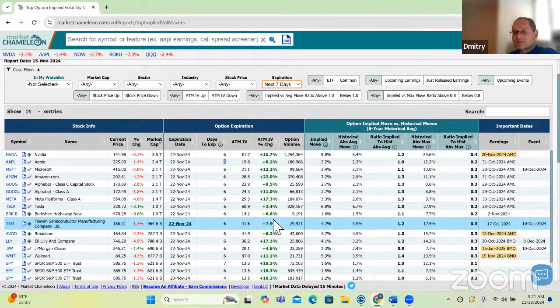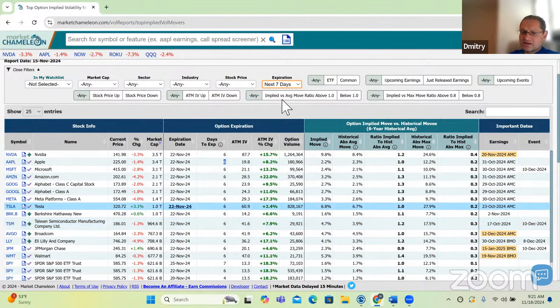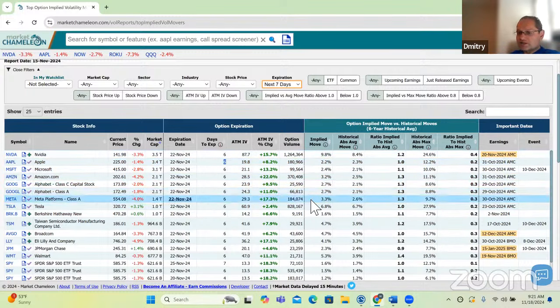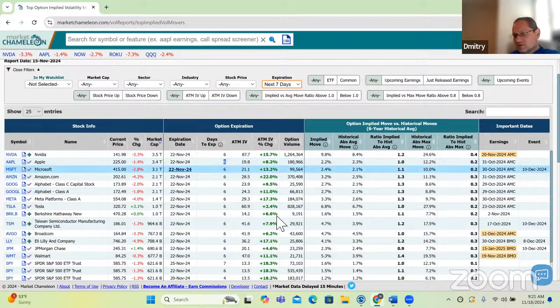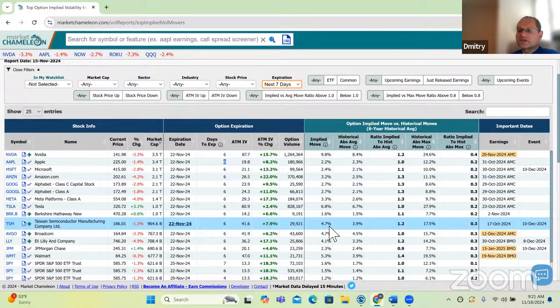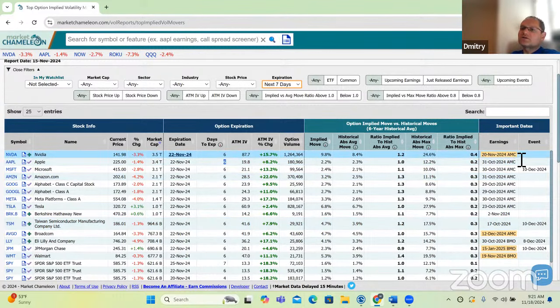Then we could look at November 22nd over here, and see the differences in what each of those straddles implies. We do have the implied volatility. We could also, for convenience, see what that translates to in terms of the straddle premium, or the required move, and compare those. NVIDIA has the highest, but it also has earnings coming up.